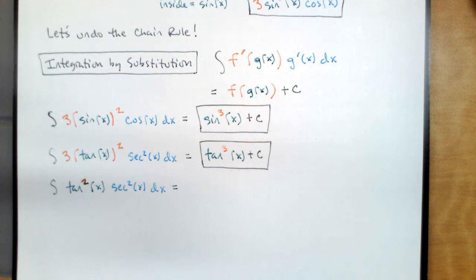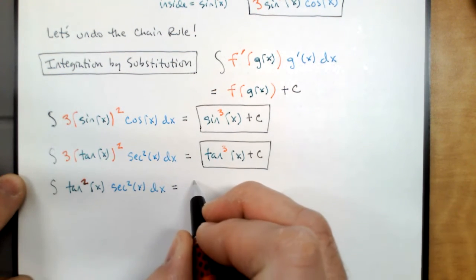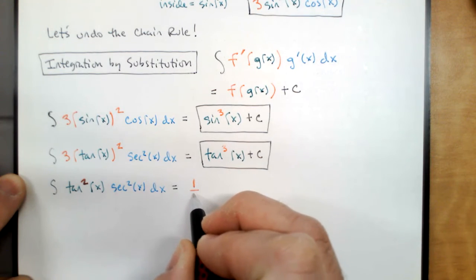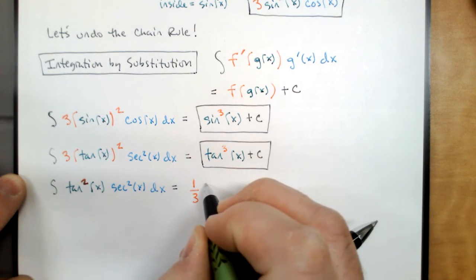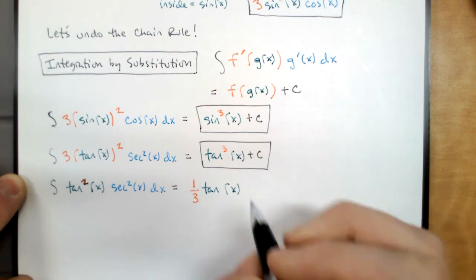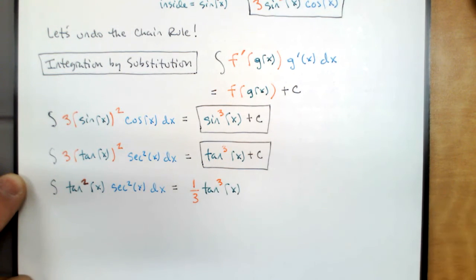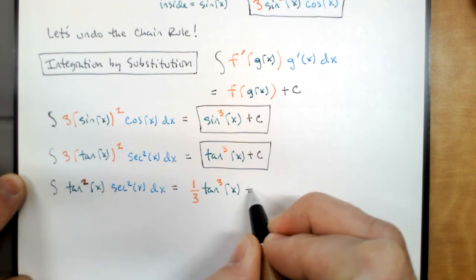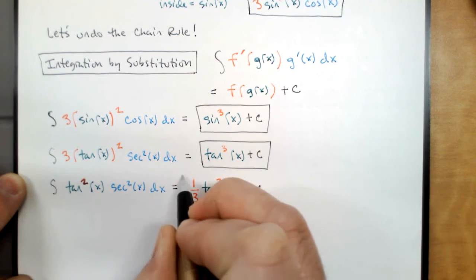And we're integrating not 3 something squared, but just something squared. And so instead of having the integral of 3 something squared is something cubed, I have the integral of just something squared, which is 1/3 of that thing to the 3rd power. So I'll integrate something squared and get 1/3 of that thing to the 3rd power. The secant squared was just there to be the derivative of the inside.